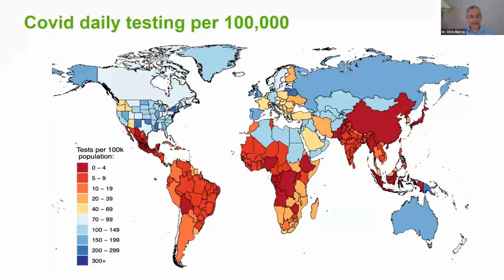The other factor here that helps is testing capacity. Testing, tracing, and isolating is a critical strategy once you get the number of infections down to a manageable level. And testing capacity is highly variable, less than 5 per 100,000 in many parts of the low-income world, and also in some middle-income countries, and over 300 per 100,000 in some parts of the US, some parts of Europe as well. So huge variation in testing.